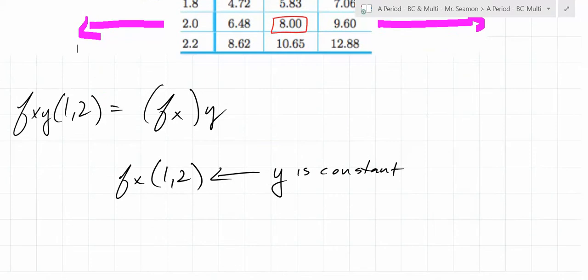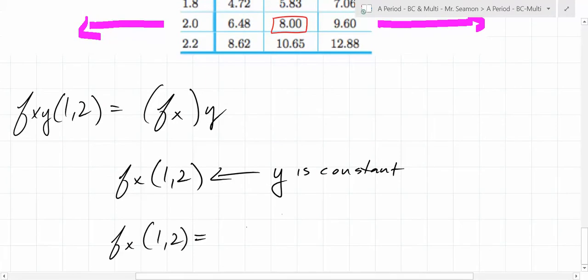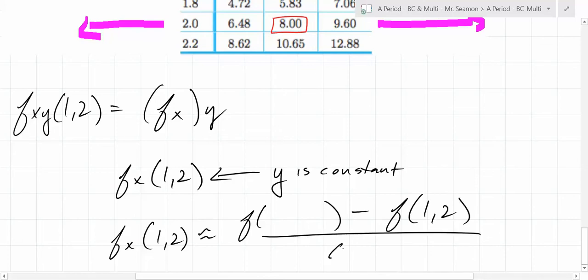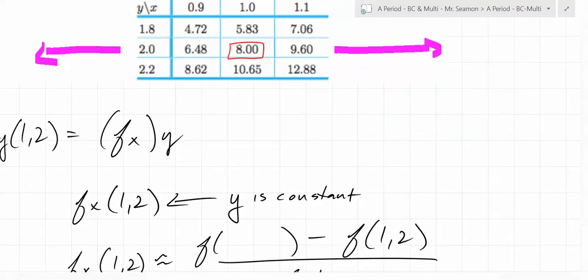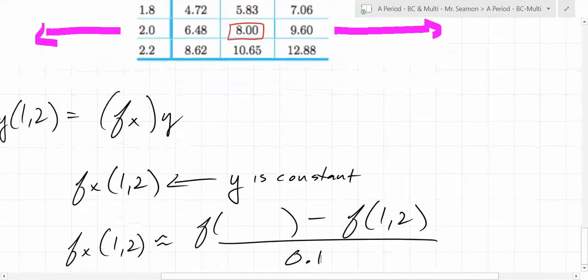So if you're actually going to do this, fx of 1, 2 is going to equal approximately, again, this is approximately, you need some sort of quotient, correct? And it's going to be f of something minus f of 1, 2, over 0.1. That's how the book likes to do it. Depending on how far you go, right? You could either go backward and forward, or you could just go forward. Do you remember which? The book likes to just go forward. It's easy.